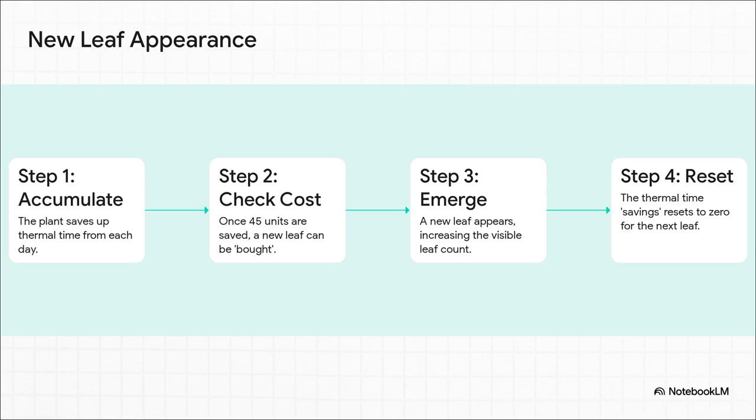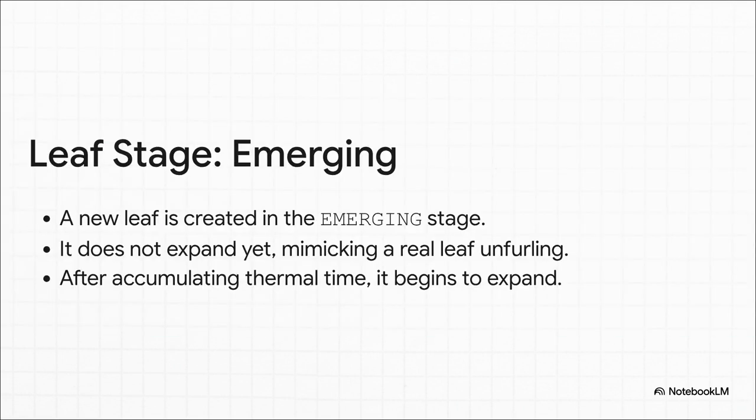It just keeps saving. And once that account balance hits 45, ding, it spends that energy, a brand new leaf pops out, and the savings account resets to 0. And it just starts saving all over again for the next one. It's this simple, beautiful, repeating cycle.